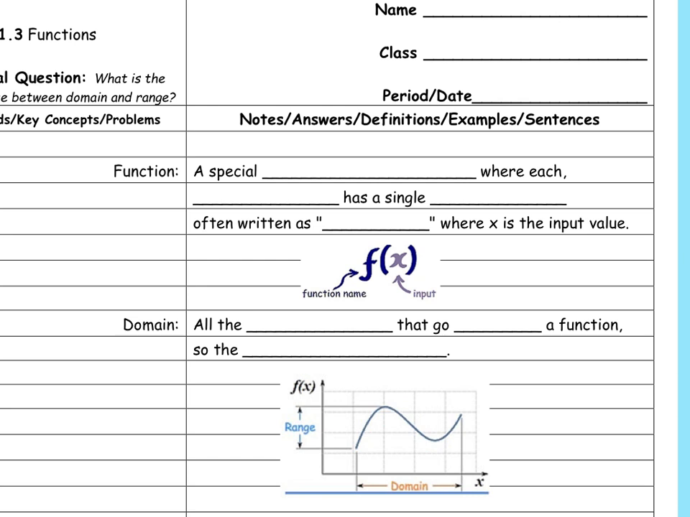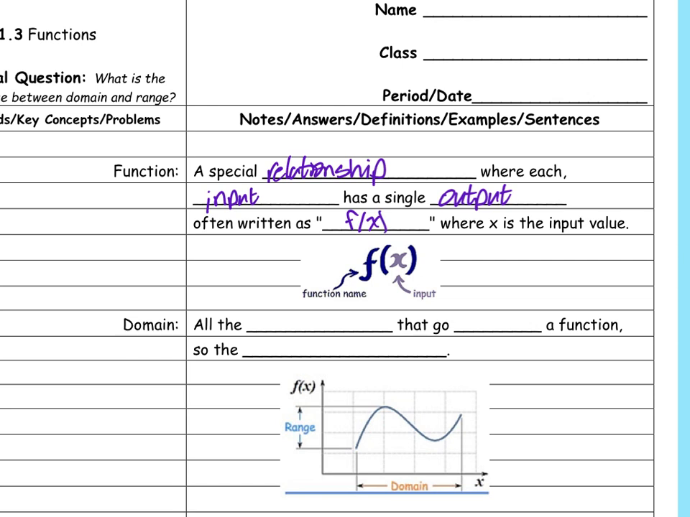So here we go. A function is a special relationship. Oh, I totally just started to already spell it wrong, didn't I? Wow. Let's try that again. Relationship where each input has a single output. Right? And it's often written as f of x.